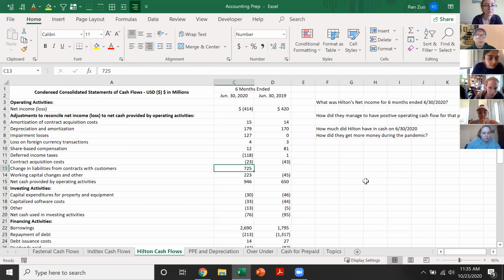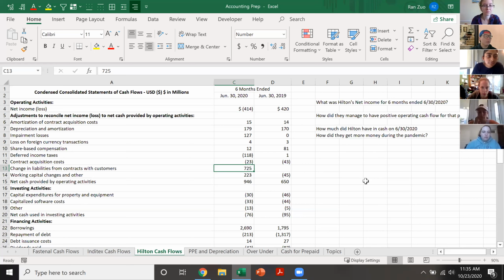You're on the right track, but I wouldn't expect you to know this: the change in liabilities with contract from customers, that's an event. Good job. It's an event that didn't happen last year, that happened this year. It's $725 million, the biggest change here. And you kind of have to go to the footnotes for this. They contracted with Amex to get prepaid for rooms and services with Hilton. So they got the money.